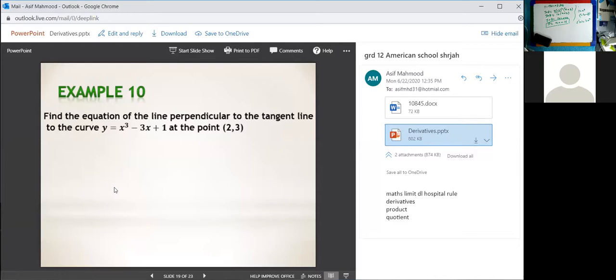First, read the question and tell me what they are asking. So we're asked to find the equation of the normal. Yes, because they say it's perpendicular to the tangent. Perpendicular. Now be careful and do it.